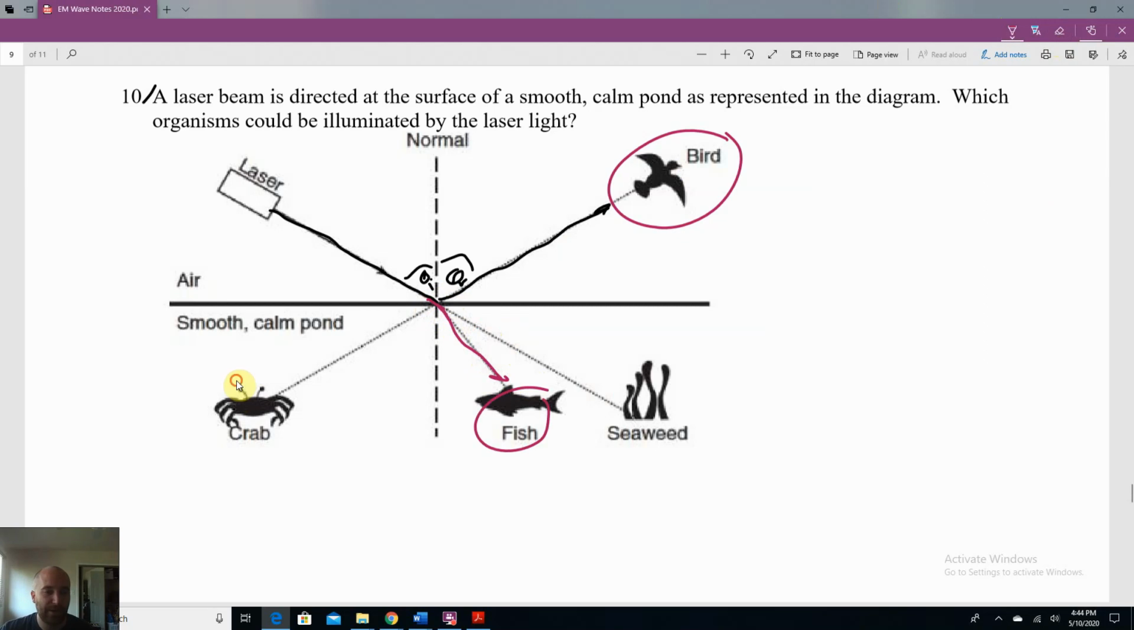It's worth pointing out the crab will not get illuminated because the light doesn't bounce off of the normal. The normal is not a physical thing. Remember, it's just the line that we use for reference.